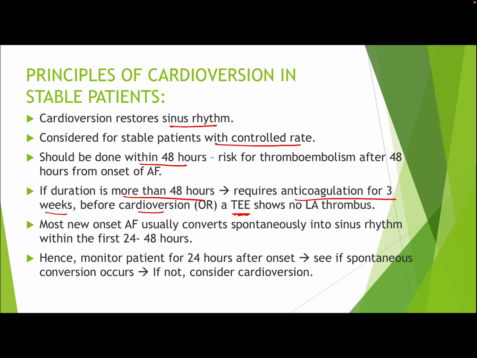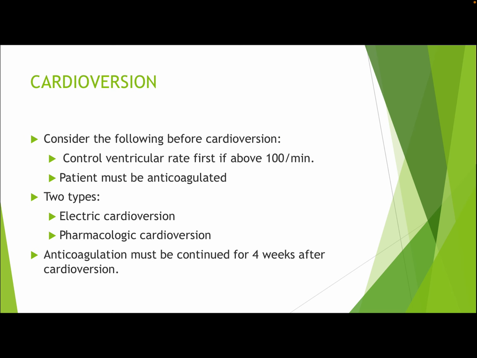Also, most new onset AF usually converts spontaneously into sinus rhythm within the first 24 to 48 hours, which is why most of the time what we do is we monitor the patient for 24 hours after the onset, see if spontaneous cardioversion occurs, and only if that does not happen, then we will consider cardioversion. Now, we have to consider two important things before we cardiovert the patient. As I've mentioned, control the ventricular rate and also anticoagulate. Before cardioversion, the patient has to be anticoagulated, and even after cardioversion, we have to anticoagulate them.